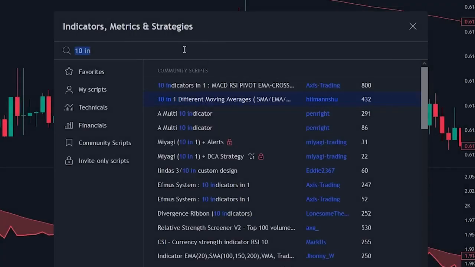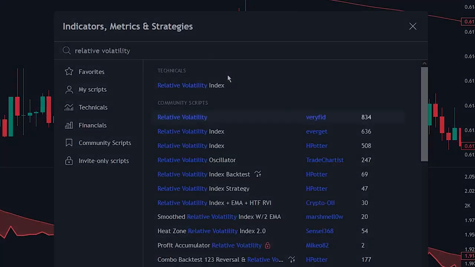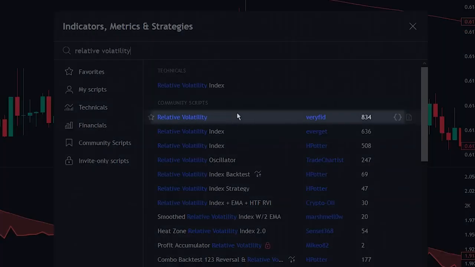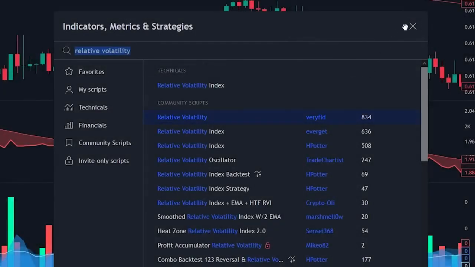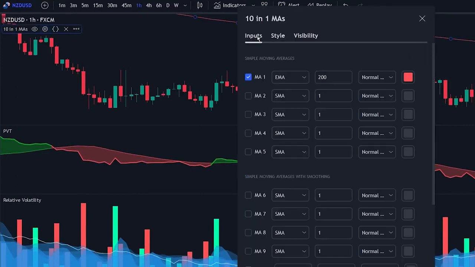The final indicator we will be adding to the chart is the Volatility indicator. Search for the Relative Volatility indicator and select the indicator made by Verifid. Now let's change the indicator settings. First, head over to the Moving Average indicator settings and click on the Inputs tab.